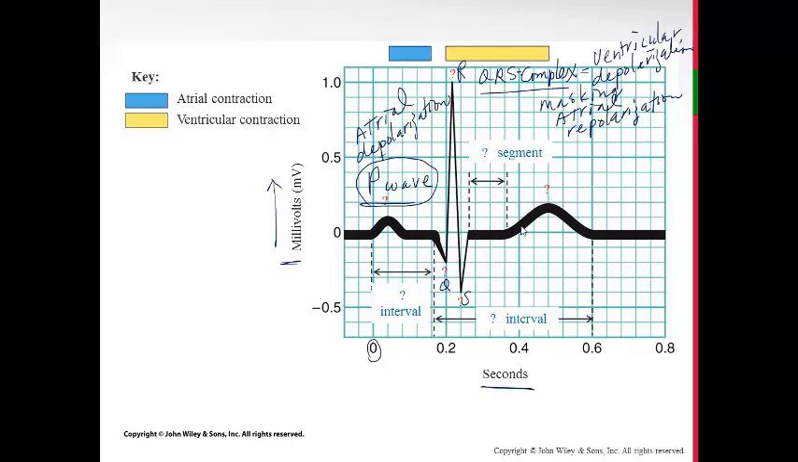And once it's done, you see a T wave over here. Okay. And this is telling you your ventricle is resting. So this is ventricular repolarization.